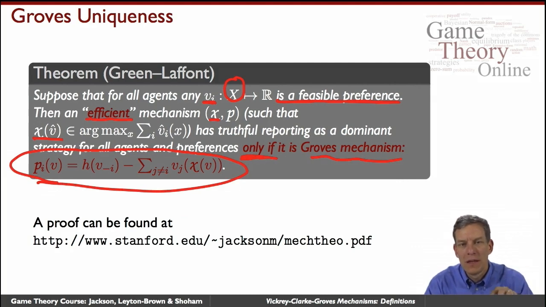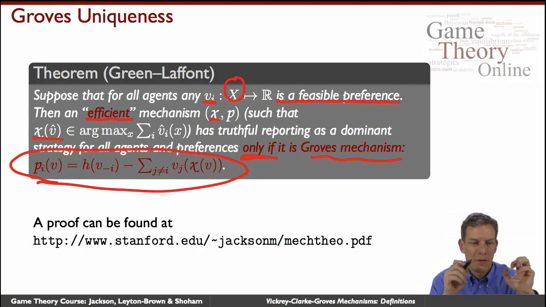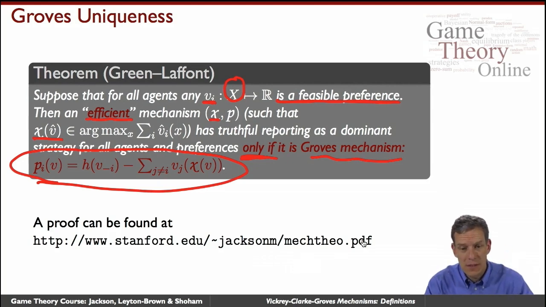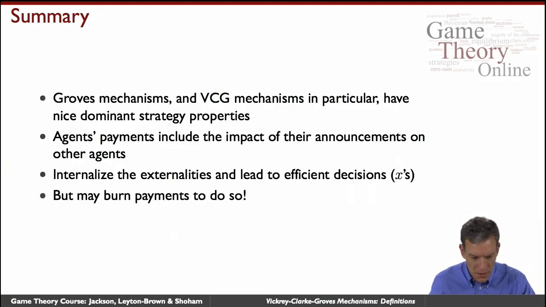That's the only way that you can be truthful for all possible announcements of preferences. So not only are the Groves mechanisms dominant strategy incentive compatible, but if we require efficient outcomes, these are the only ones that work. Okay, so I won't prove this explicitly. The proof is actually fairly straightforward. You can find a version in a survey I wrote on mechanism design on my website.